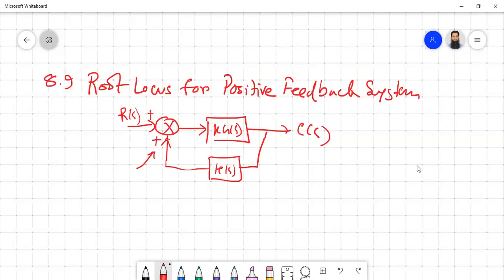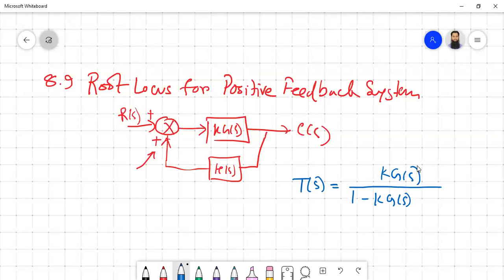Equation wise, what will be the difference? The closed loop transfer function will be something like this: T of s equals K G of s over 1 minus K G of s H of s, whose denominator is nothing but your characteristic equation. So now the characteristic equation is different, and based on it we figure out the properties of the root locus.